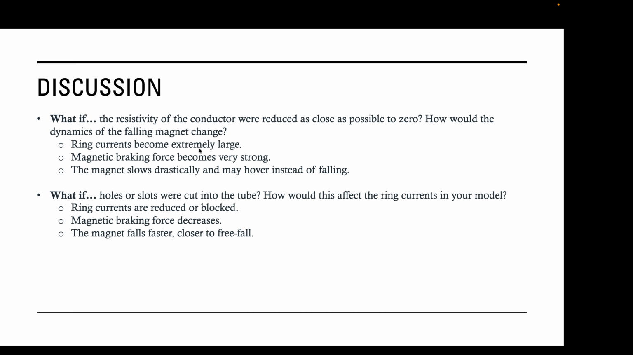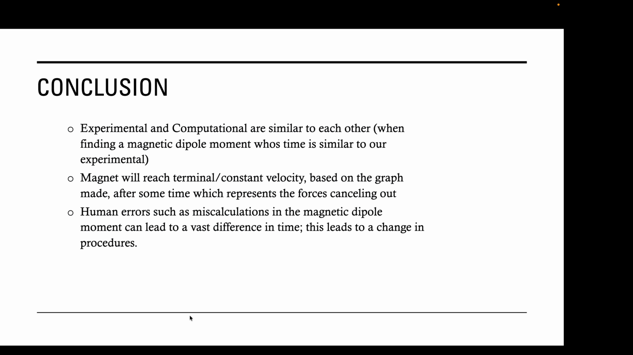What if the resistivity of the conductor were reduced as close as possible to zero? How would the dynamics of the falling magnet change? Ring currents become extremely large, magnetic braking forces become very strong, and the magnet slows drastically and may hover instead of falling. What if holes or slots were cut into the tube? How would this affect the ring currents in your model? The ring currents are reduced or blocked, magnetic braking forces decrease, and the magnet falls faster, closer to free fall.